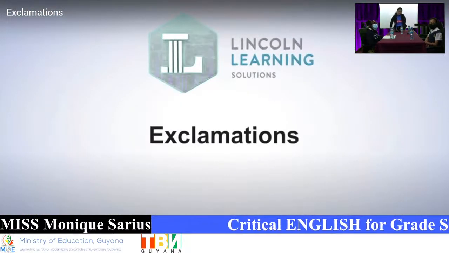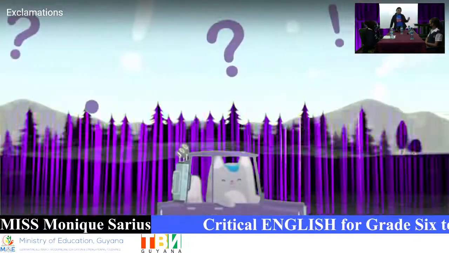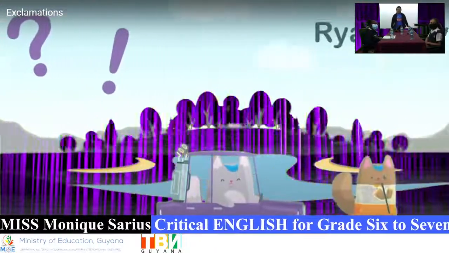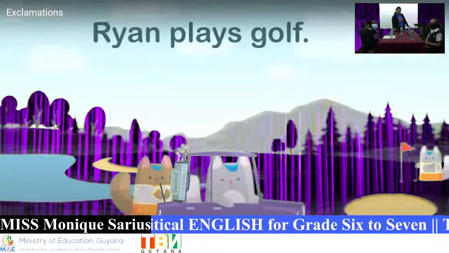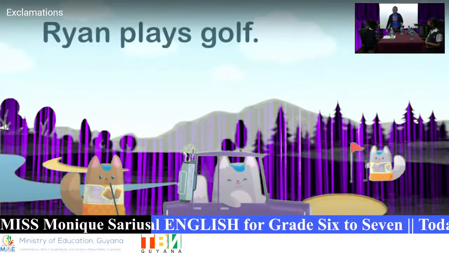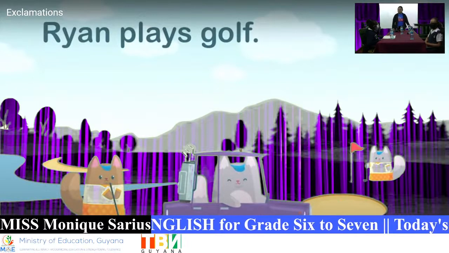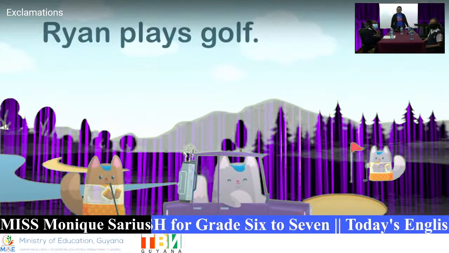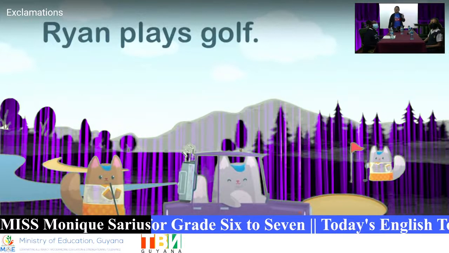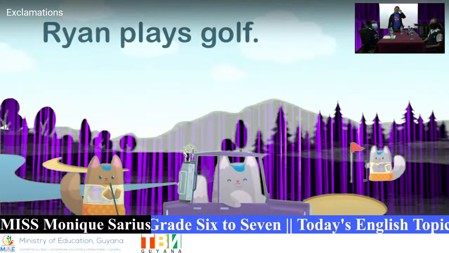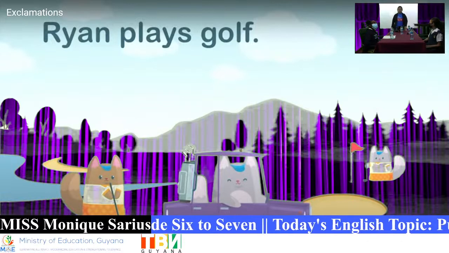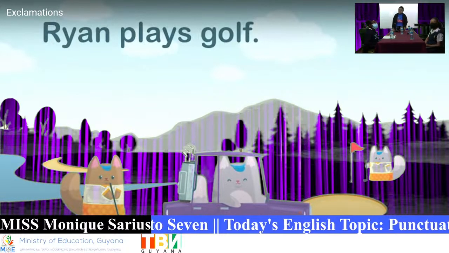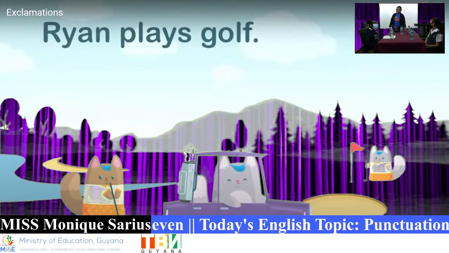So Azaria, we started our discussion on punctuation marks are an important part of writing. They are used as signals to the reader. For example, what do we have on the screen there? Ryan plays golf. And then we have what punctuation mark happening at the end? Full stop. A full stop. And Ryan is a proper noun, so it starts with a capital letter.